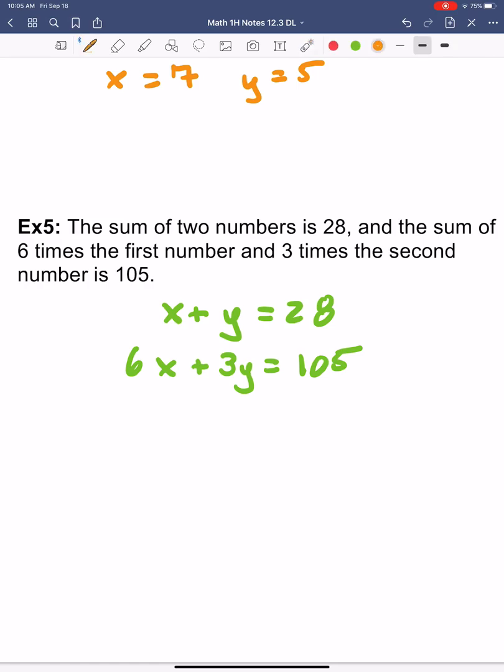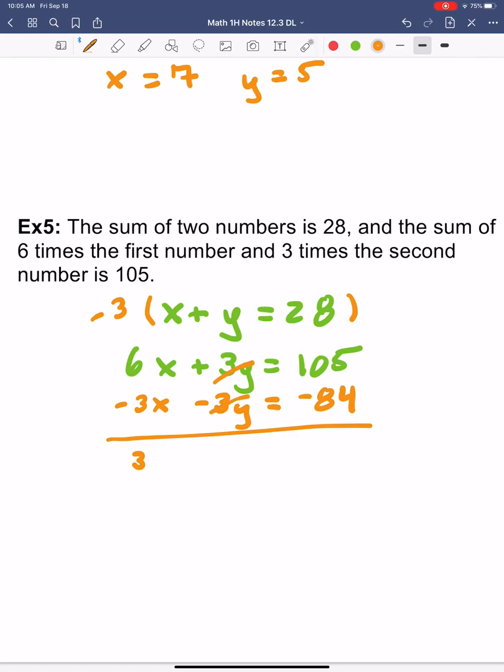And now I can go ahead and solve this. I'm going to eliminate the 3y here. So I'm going to multiply the top equation by negative 3. And I get negative 3x minus 3y equals negative 84. And now I can go ahead and cross things out. We've got the y's canceling out. I get 3x equals 21. Divide both sides by 3, and I get x equals 7. Remember, the grand total here was 28, so that means y has got to be 21.